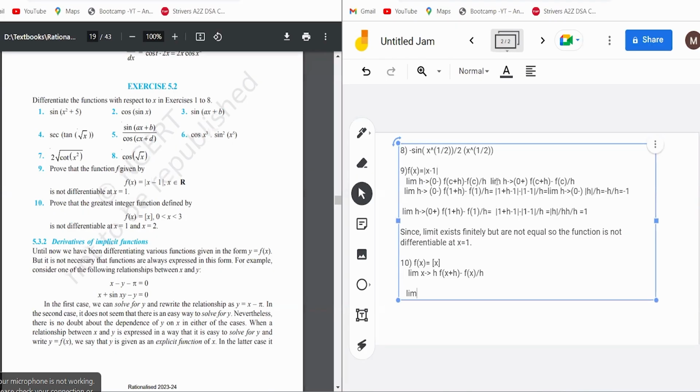So let's do it. Limit of, firstly let's take, limit of h tending to 0. Sorry, not x tending to, h tending to 0. It is the same thing, but I am doing like this.